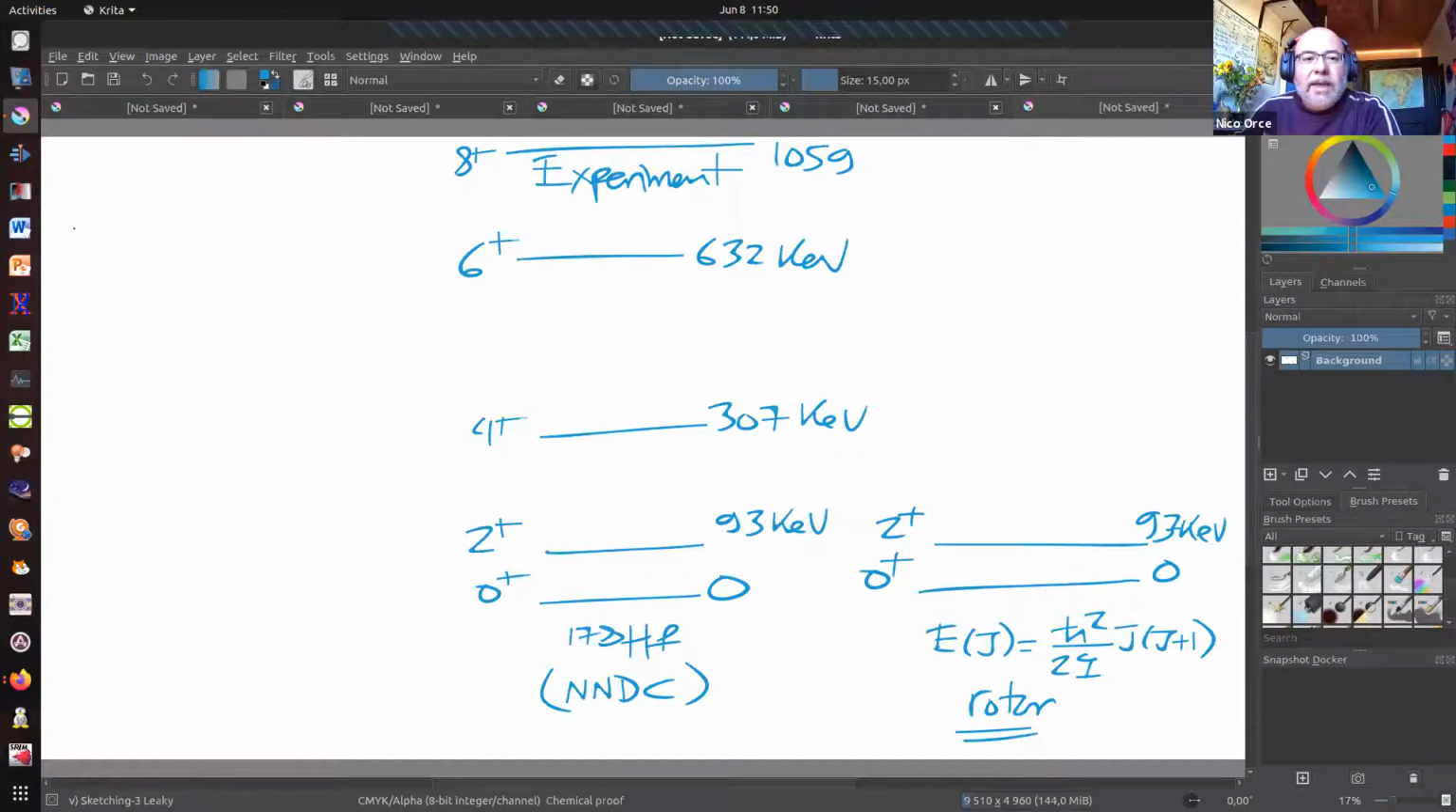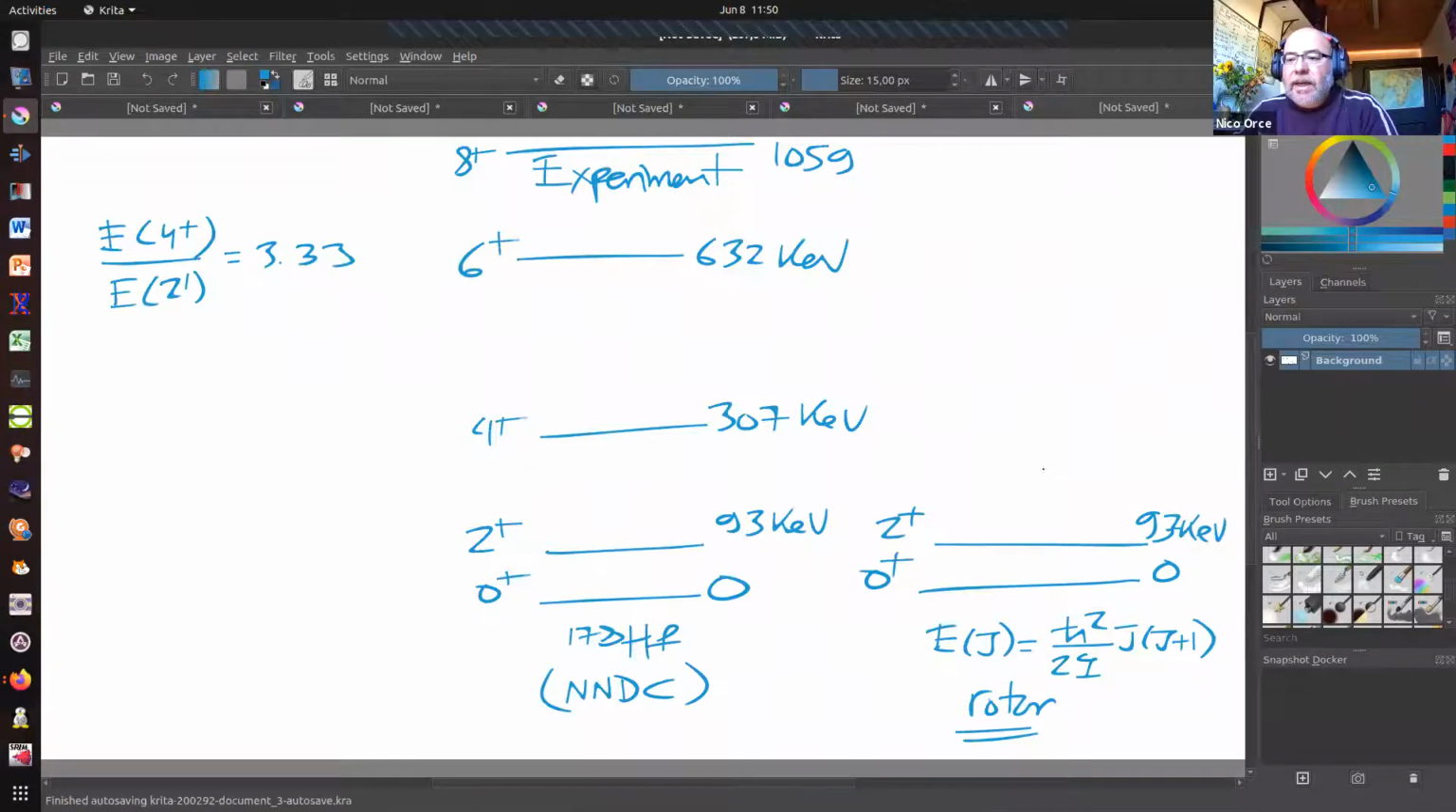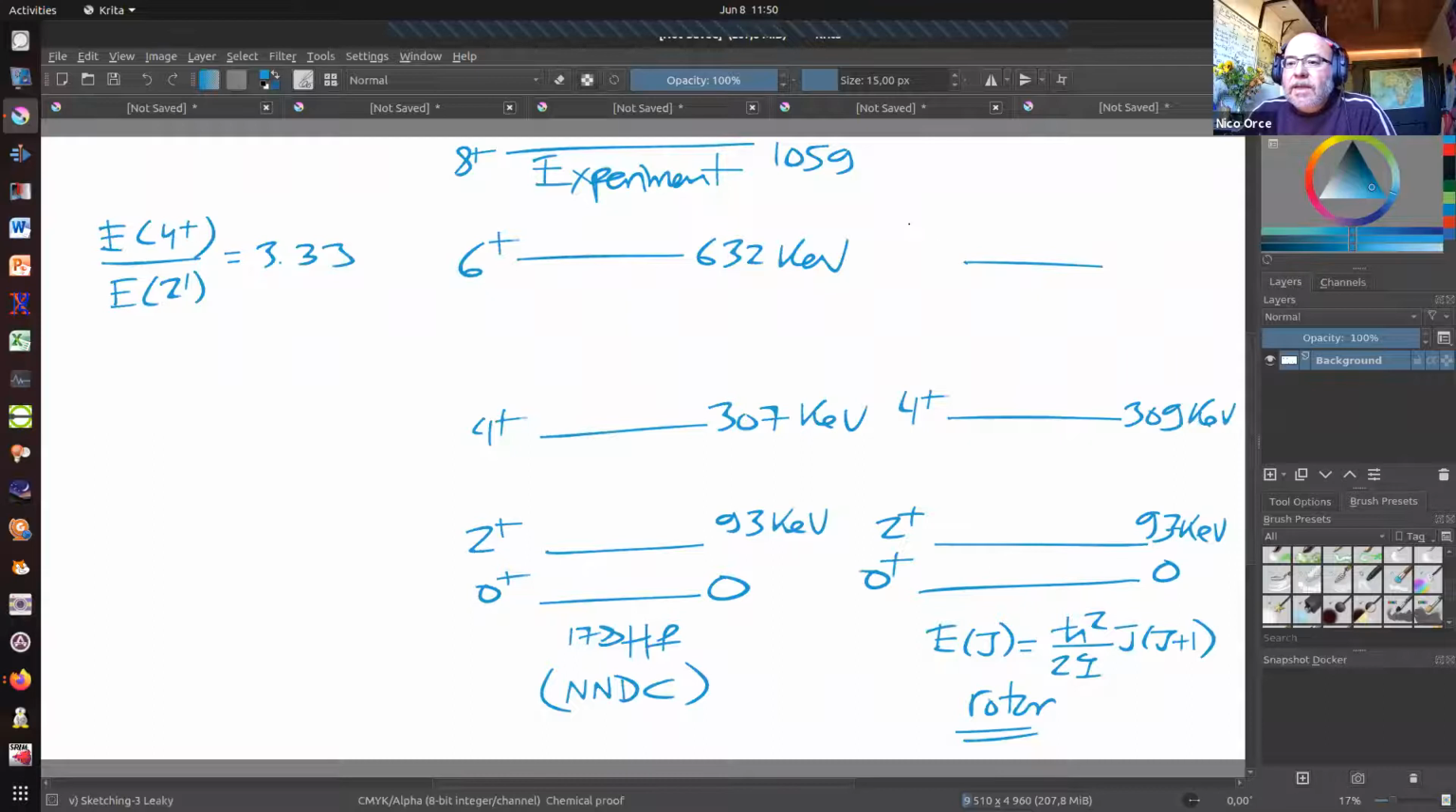We know from before that the energy ratio of the 4 plus to the 2 plus is equal to 3.33. So according to our model, the 4 plus, this is a 4 plus, will come at 93 times 3.33, which is equal to 309. So according to our quantum mechanics model, this should be the energy. And then the 6 plus will come here.